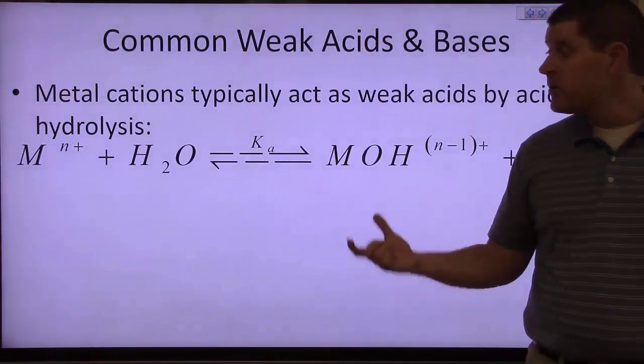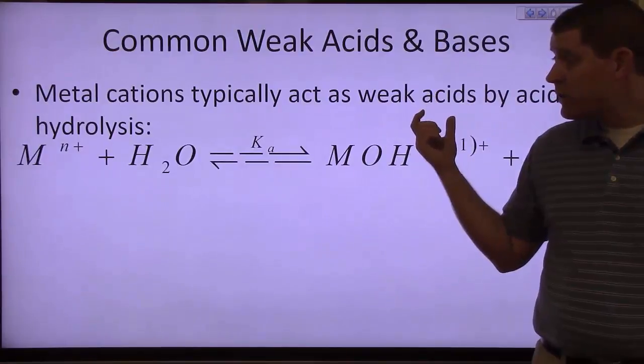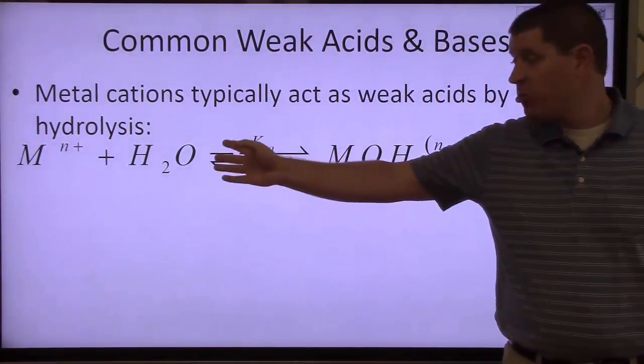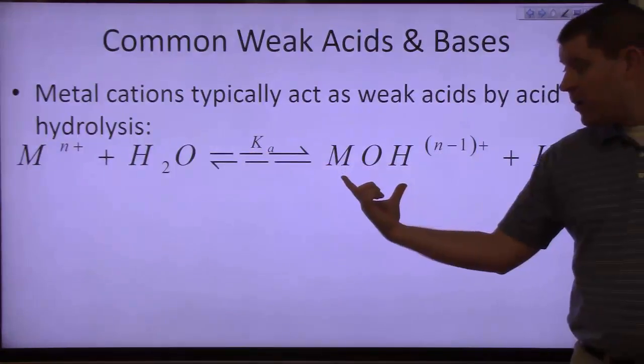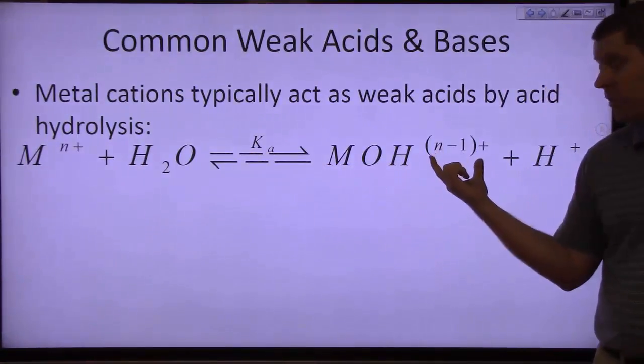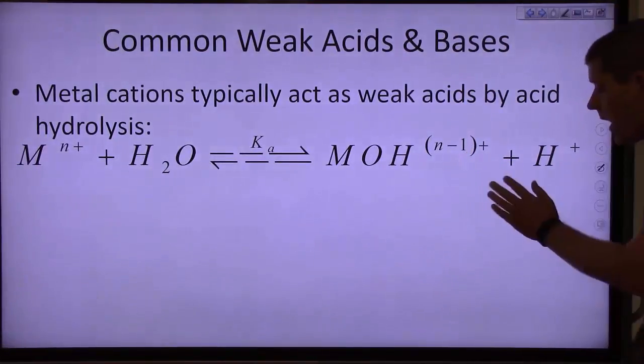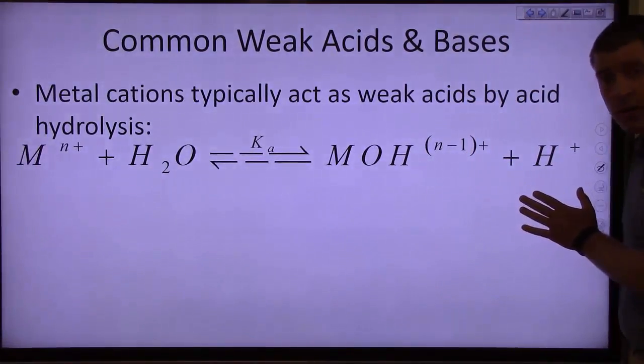Now, metal cations typically act as weak acids by acid hydrolysis. That is, we have our metal M with some power n+, and we add water to it, and we get out MOH with some charge n-1, and that charge will be some positive value. And we also get out a proton, a hydrogen ion.